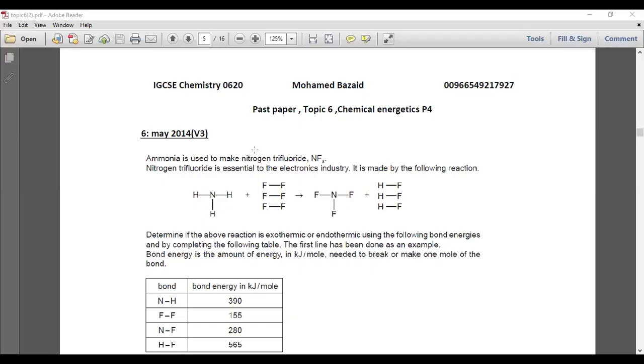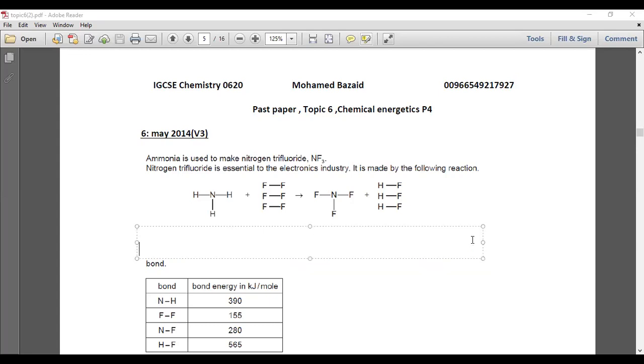This is a question. I need to see an answer from everyone, please. Start to solve the question. Is it exo or endo? You have the value of each bond in this table, and this is the equation. Kindly, I need everyone to send his answer on WhatsApp in details. I don't need you to tell me only whether it is exo or endo. No, I need steps. I need details.